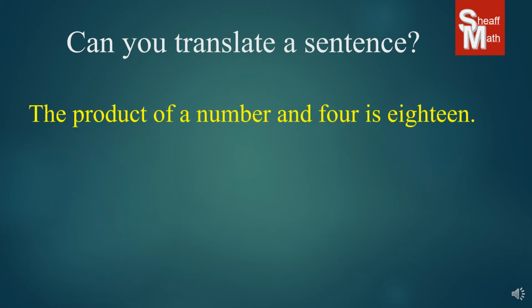Now this one: the product of a number and 4 is 18. We know "is 18" at the end means equals 18. The product is the answer to a multiplication, and here we're multiplying a number and 4. Whenever you see just "a number," it's talking about a variable. You can use whatever variable you want in this. I am going to use x for this one. So the product of x and 4 is 4x, and so it's 4x equals, or is, 18. Okay?